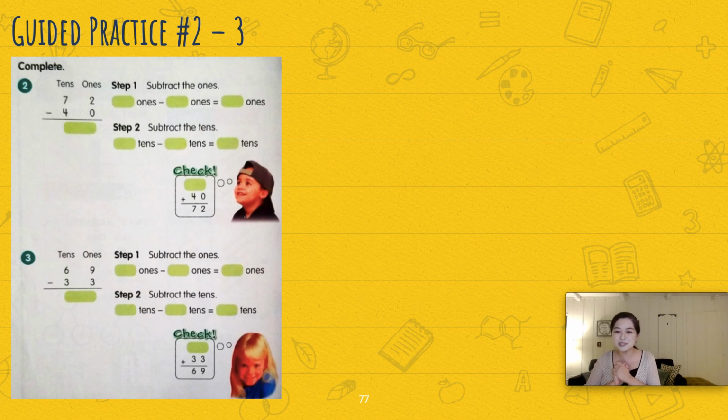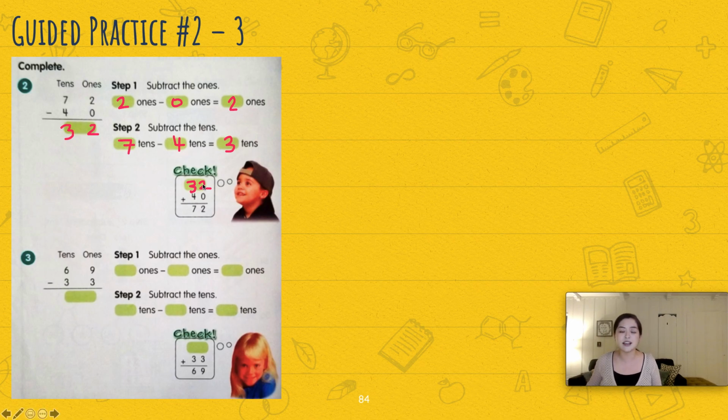Hi again, you must be ready. Okay, so let's look at number 2. First, we have to subtract the ones. So we're going to do 2 ones, take away 0 ones, and that makes 2 ones. Our next step is to subtract the tens. So let's do 7 tens, take away 4 tens, which makes 3 tens. And let's put it right there in the tens spot. Now we have to check. What number do I add to 40 to make 72? I have to see if 32 plus 40 makes 72.